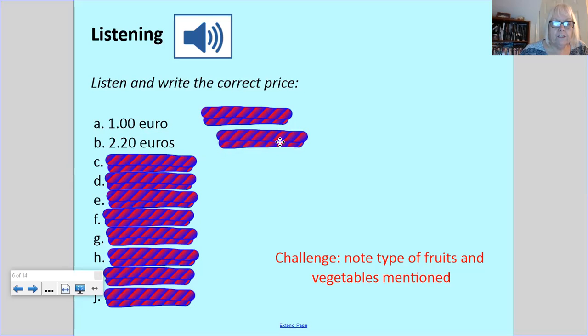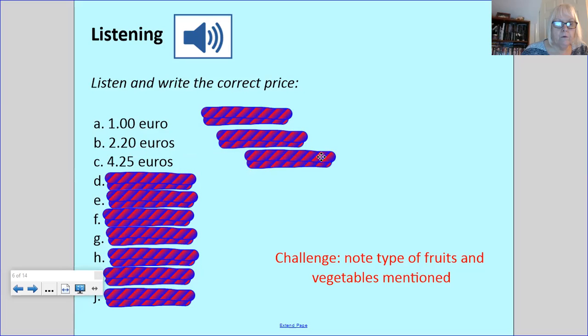Número dos, ¿cuánto cuesta? 2 euros con 20 or 2 euros y 20 céntimos. You'll hear it in different ways, but the dos and 20 are key. ¿Cuánto cuesta? is, remember, how much does it cost. C, 4 euros y 25 céntimos. So you may hear 4 euros con 25, 4 euros 25, or 4 euros 25 céntimos. D, 3 euros 50.